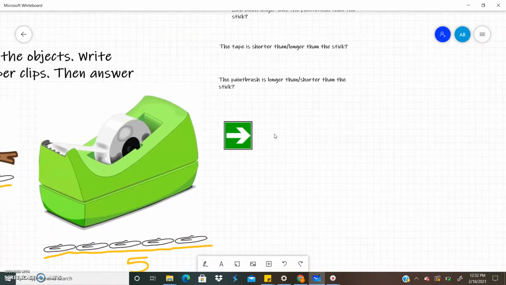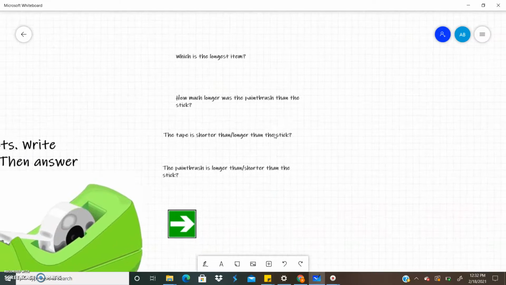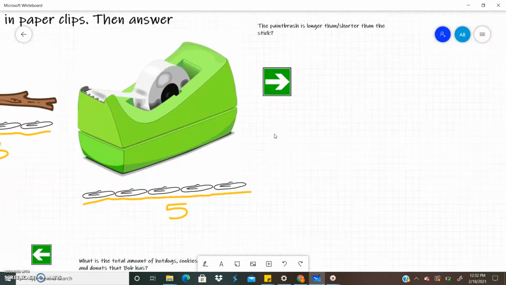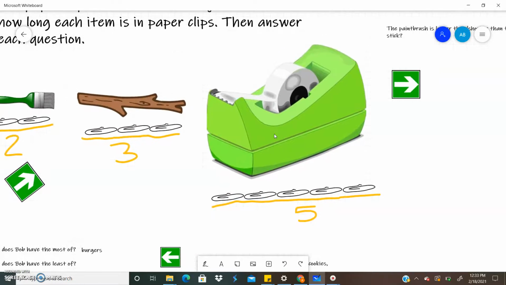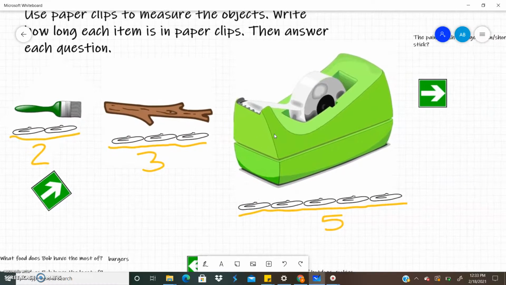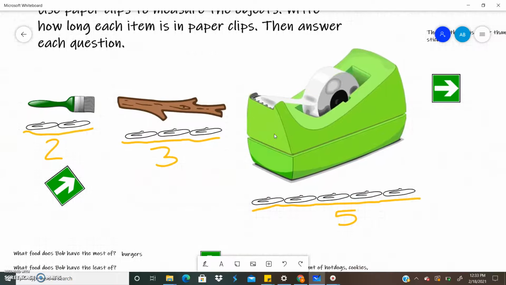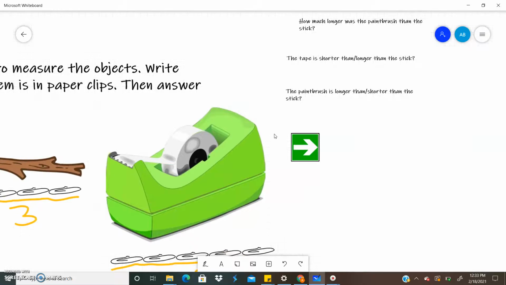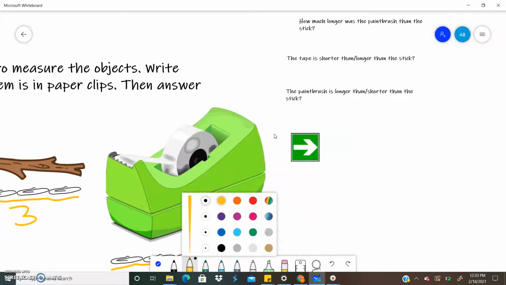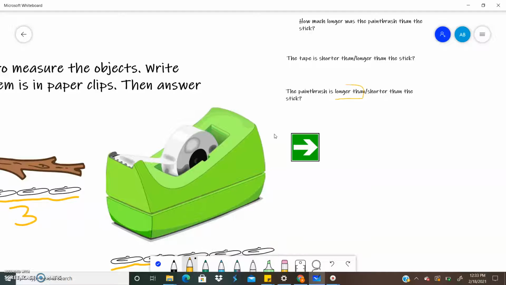Is the paintbrush longer than or shorter than the stick? The paintbrush is shorter than the stick, right? Because the paintbrush only has 2. The stick has 3. So over here we would circle or underline shorter than.